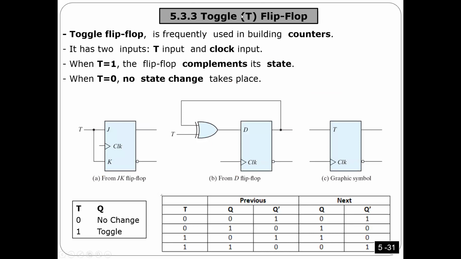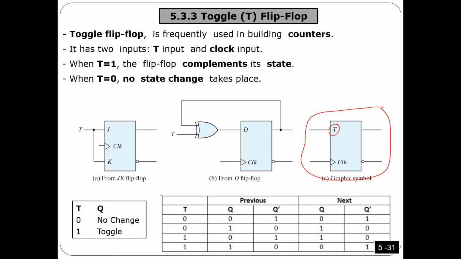The last one we have here, we call it T flip-flop or toggle flip-flop. This one has only one input. We call it T input. Only one input, similar to D. However, the function table here is different.